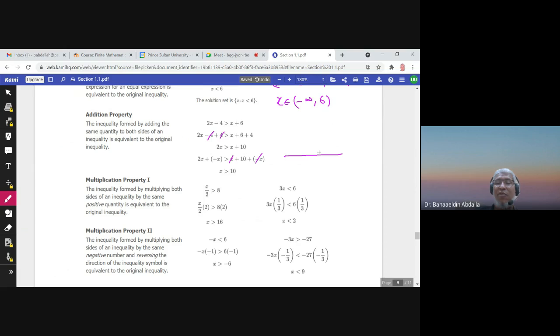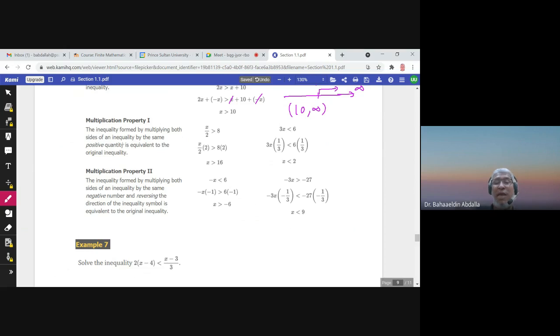In interval notation, this is 10, and x is greater than 10, so it's to the right, and it goes to infinity, so the answer here is from 10 to infinity. That's the interval. Can I multiply both sides by any number?